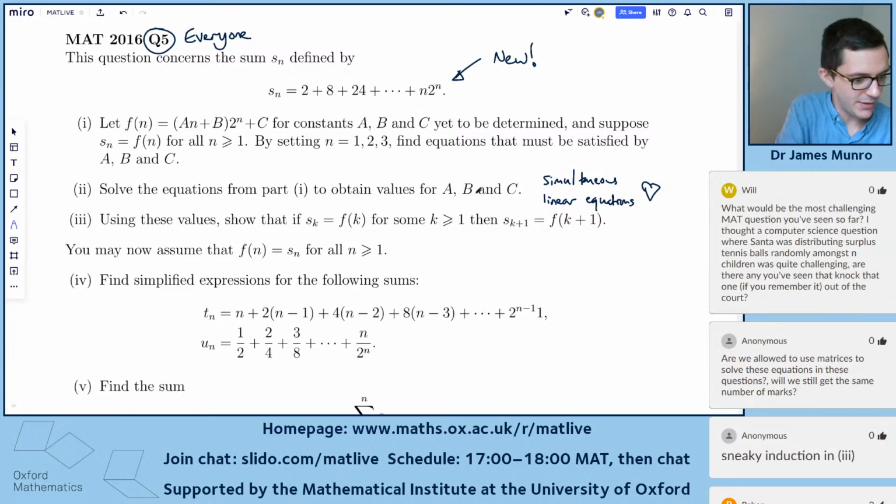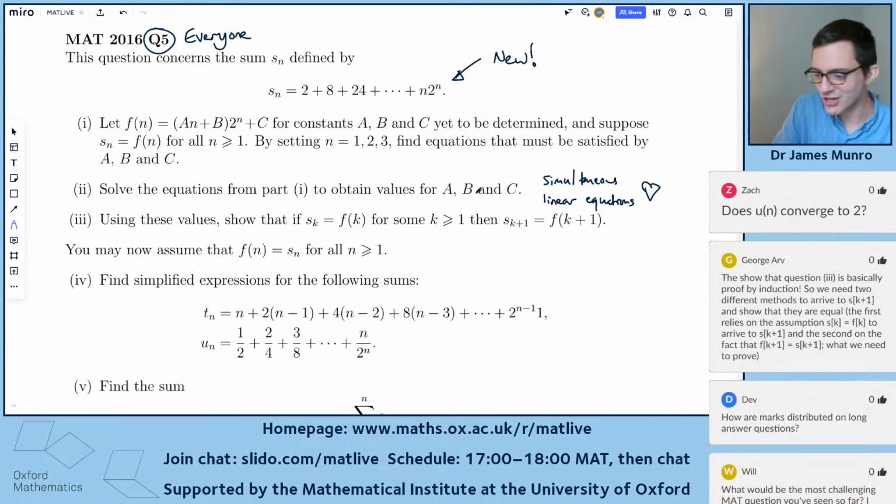Good, and people are doing a little bit of chat, which I like. Oh, does Un converge? For large n, does Un converge? Great question. It's a bit like 1/2 plus 2/4 plus 3/8. I think it converges, or it definitely converges to something. I should have looked this up. Yeah, I think it converges to maybe 2, or something like that.